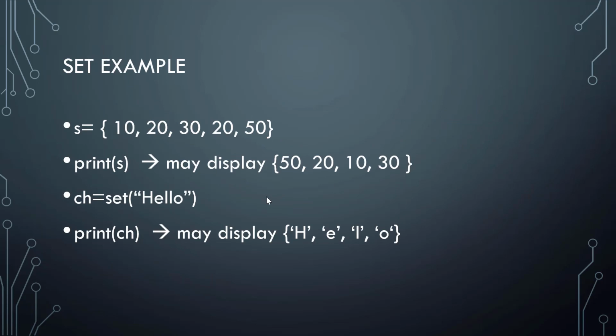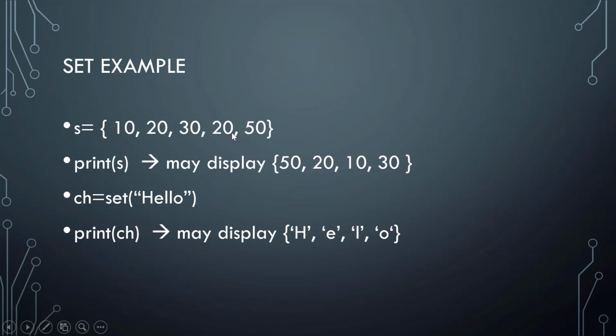Set always, as in mathematics also, has the syntax of curly braces. In it, the elements I'm storing are 10, 20, 30, 40, 50. Print of S. See what is there here? 10, 20, 30, again 20. Why did I give 20 twice? Because I wanted to show you the unique feature of set. So it prints like this. It will not display exactly in the order in which you have entered. It may display 50, 20, 10, 30. But remember, you will get all the elements, but unique elements. 20 will come only once. It will not come twice.